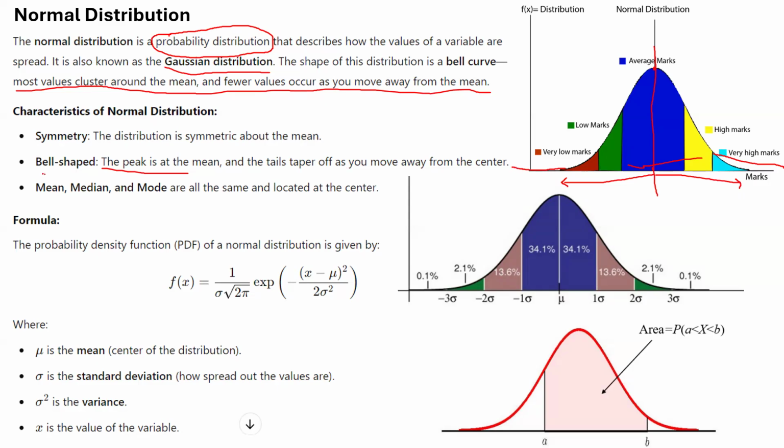Mean, mode, and median: these three are central tendency measures, right? All of them will be the same for the normal distribution, and all are located at the center. That is what normal distribution is. It looks like this, and the value will be highest at the mean, the peak. When we move away from the mean, the values gradually decrease, and when we move towards the mean, they increase. So is this a continuous distribution or a discrete distribution?